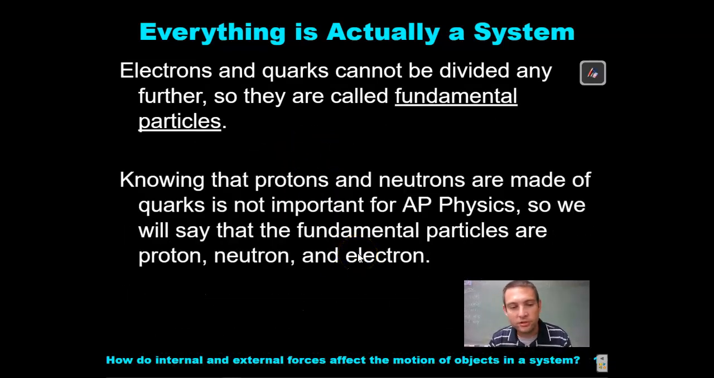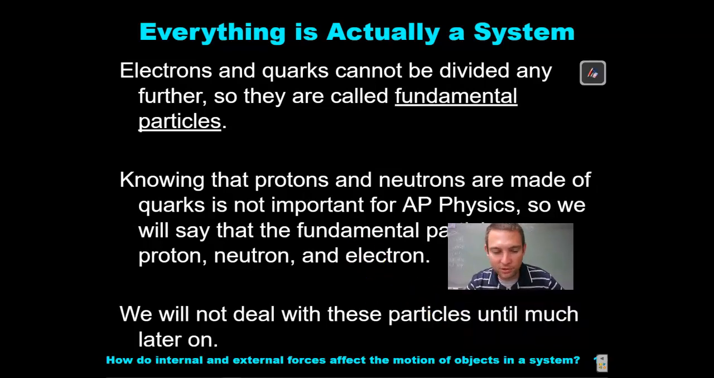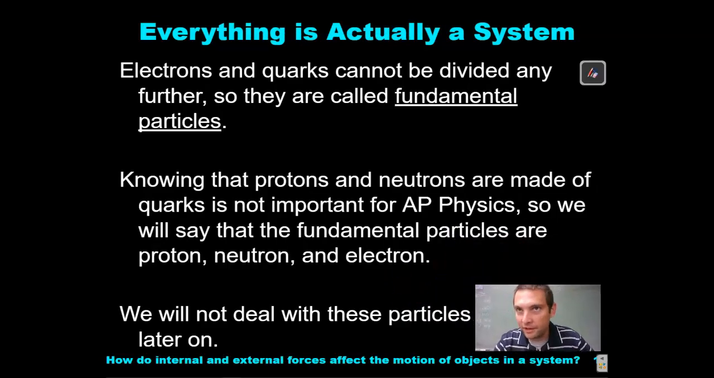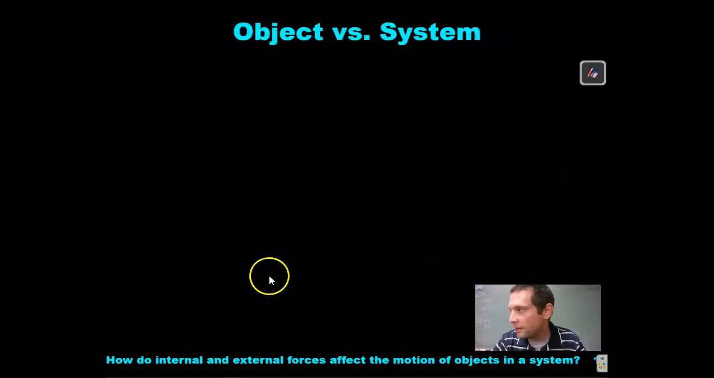Knowing that protons and neutrons are made of quarks is not important for AP Physics, at least this one. If you take AP Physics 2, then yes, at least at the time of this recording, that may change. So we will say that the fundamental particles are proton, neutron, and electron. We will not deal with these particles until later on, but they're always there. We can always look at how protons interact with electrons because we know enough about physics to do that already.